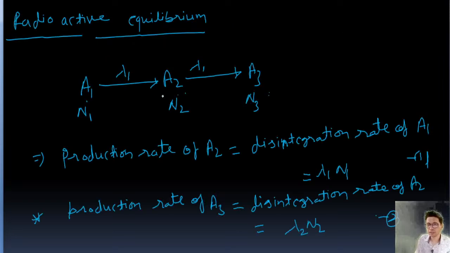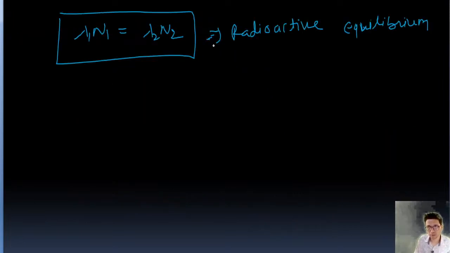Very important: if this is the reaction, the production of A2 is going to be equal to the disintegration of A1, and similarly the production of A3 is going to be equal to the disintegration of A2. The disintegration rate of A1 is going to be lambda 1 N1, and similarly this value is going to be lambda 2 N2. So in radioactive equilibrium, lambda 1 N1 will be equal to lambda 2 N2. Lambda 1 and lambda 2 are decay constants or decay rates. So this is radioactive equilibrium.